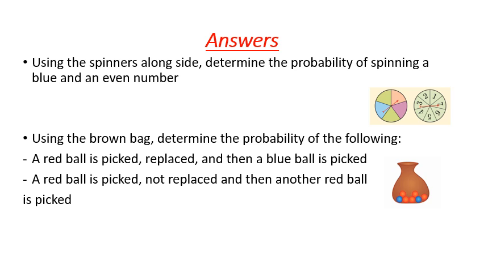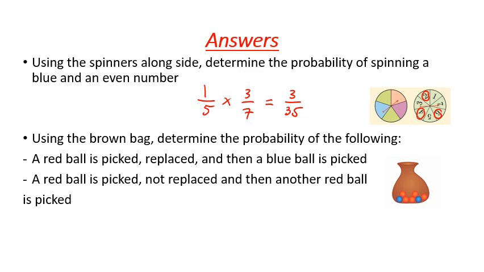The first question says determine the probability of spinning a blue number. Well, the chance of getting a blue on our first spinner is 1 in 5. We then need to multiply it by an even number. There are 1, 2, 3 even numbers, so that's 3 over 7. That will give you a probability of 3 out of 35.